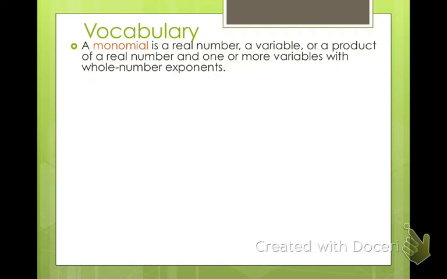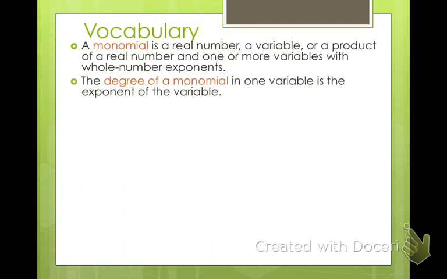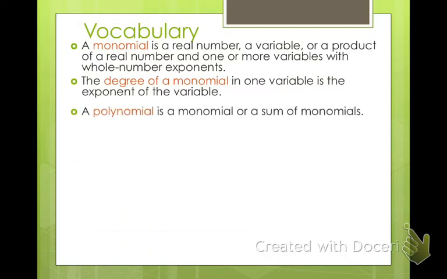So we have a lot of vocabulary. It's a new chapter. We have to learn lots of new things. So a monomial is a real number, a variable, or a product of real numbers and one or more variables with whole number exponents. So mono means one. The degree of a monomial in one variable is the exponent of that variable. So just whatever the degree of your variable is. So if it's x, that would be 1. If it's x squared, it would be 2.